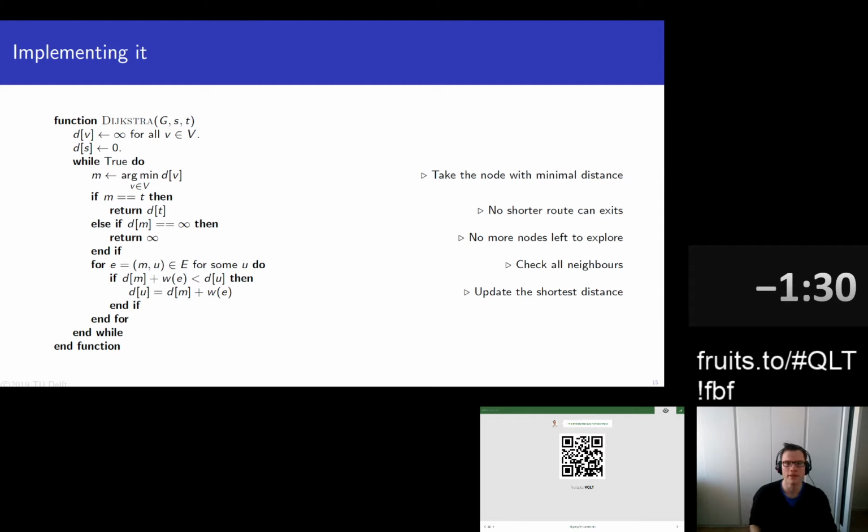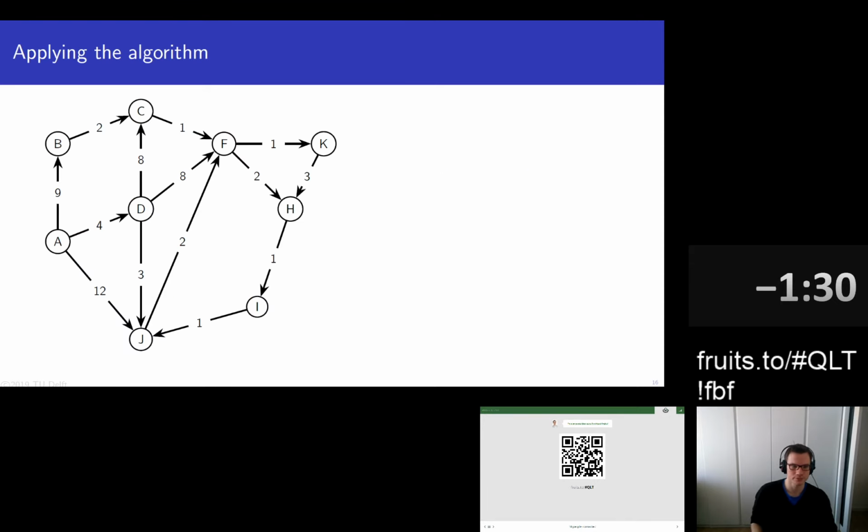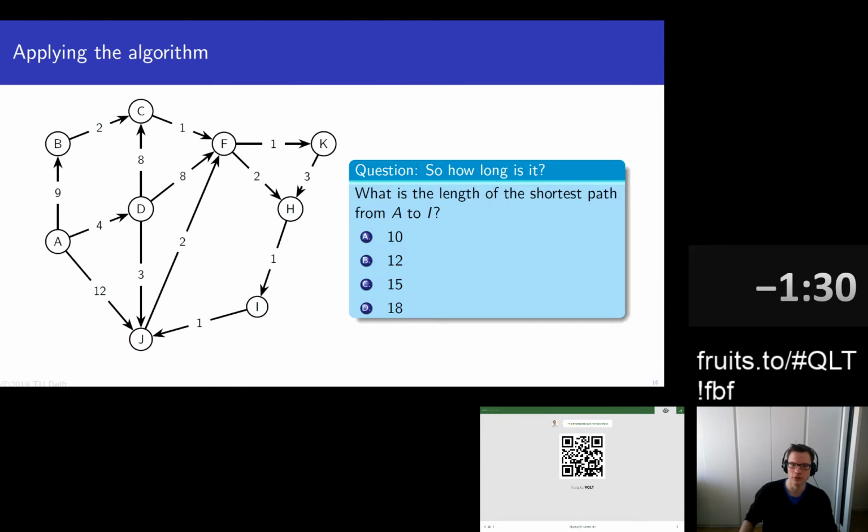Okay, then let's apply it to a graph. So here's a graph, and I would like you please to find me the shortest path from A to I. Now, you can try to do this by hand, and because the graph is relatively small, you'll probably succeed. But I recommend you try and do it using Dijkstra's algorithm to get a bit of a feeling for how that algorithm would solve this problem. So here's a nice graph. What is the length of the shortest path?